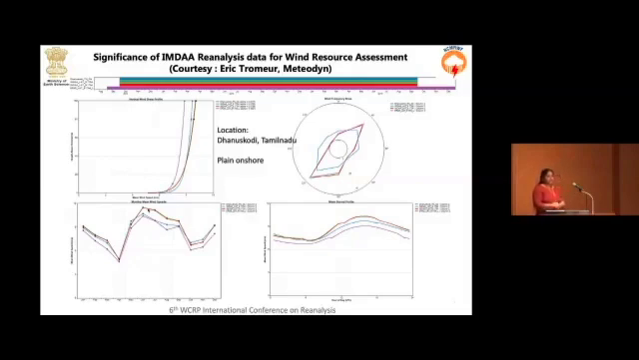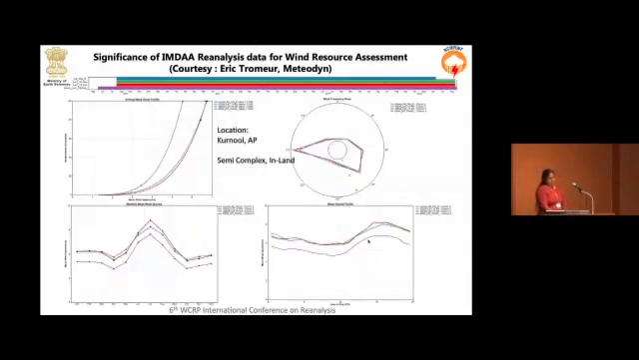So they have taken the IMDA data and did some post-processing of the IMDA and IRA data. They looked at some locations over India, like one plain onshore location, and derived the logarithmic wind profile in the lower atmosphere, along with the monthly and daily variation. They found that the IMDA regional reanalysis is performing better over the different sites, such as the plain onshore.